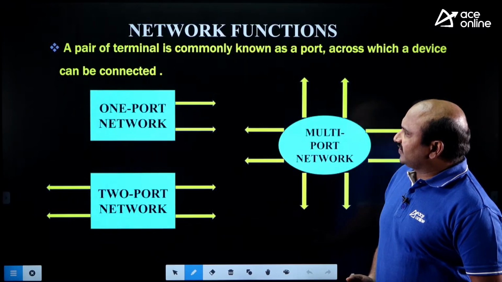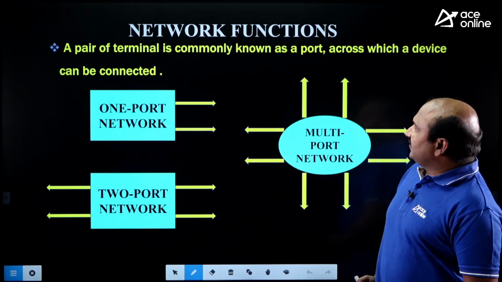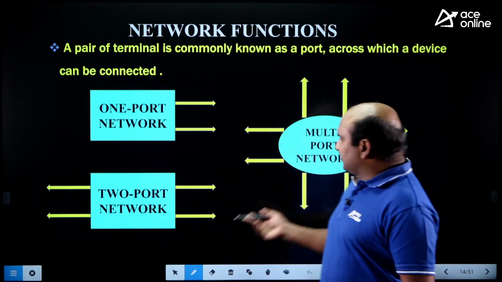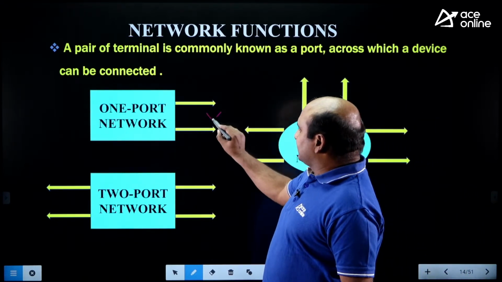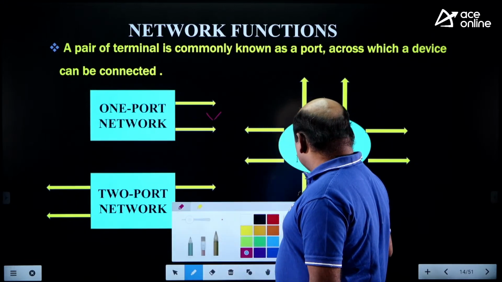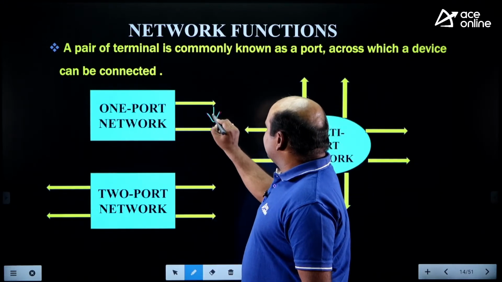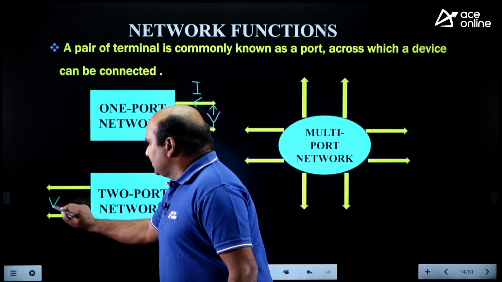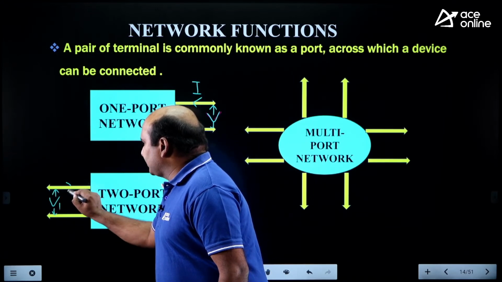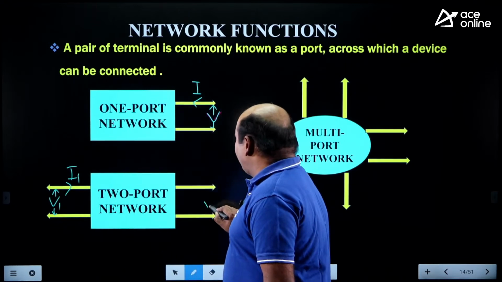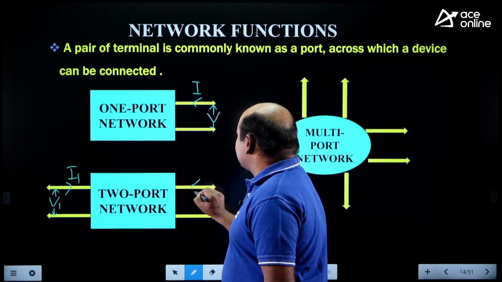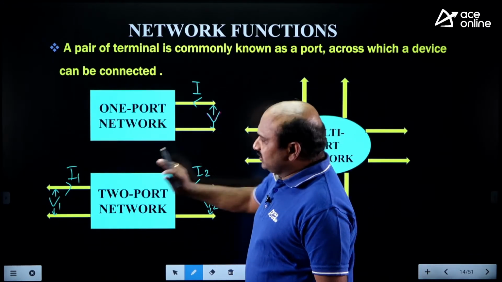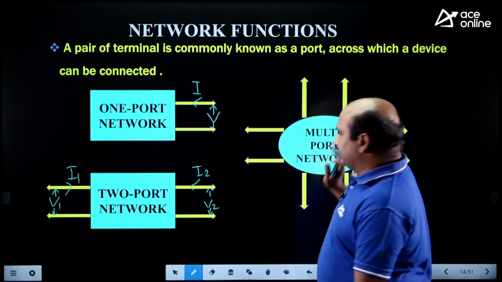See the network functions here. Let me start with network functions. First of all, how do you define the network? We have a one-port network, two-port network, multi-port network. In the one-port network, how many parameters can I take? The parameters depend upon the variables, only voltage and current variables. While coming to the two-port network, 4 variables are there. In this one, 2 variables, which are what? Voltage, current. In this one, 4 variables. In this one, multiple.